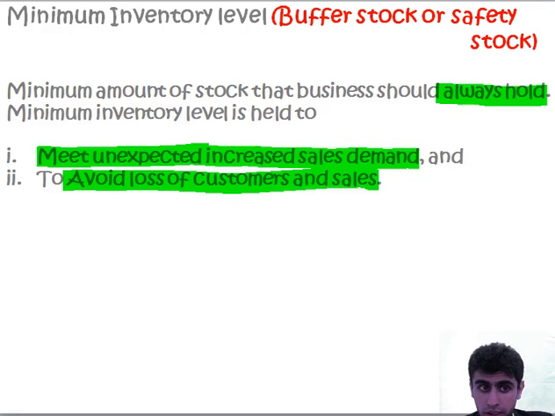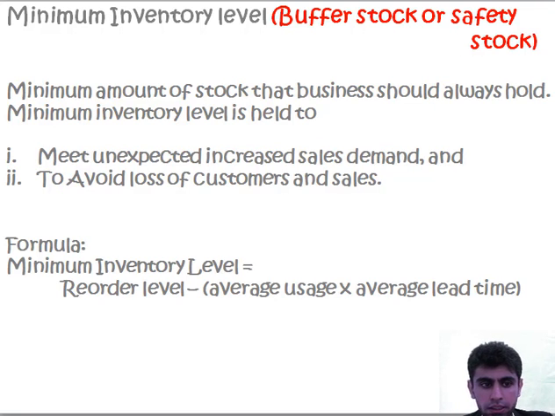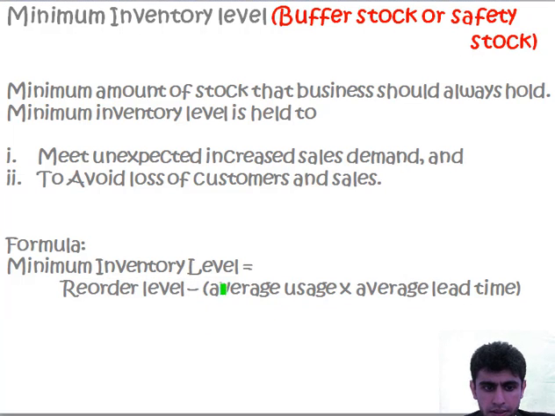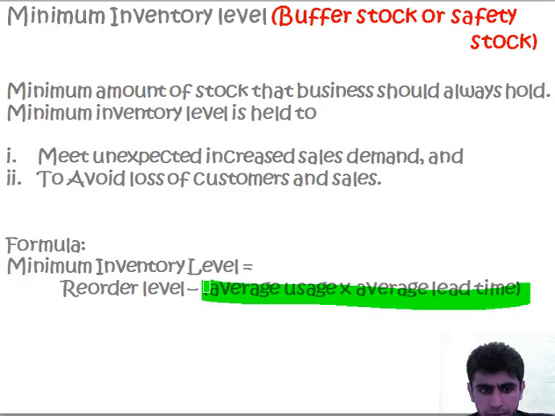Now, how do we calculate minimum inventory level? I'm going to give you the formula. The formula to calculate minimum inventory level is reorder level minus average usage times average lead time, right?